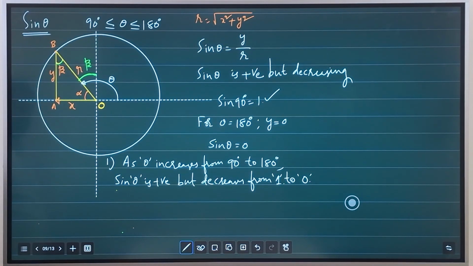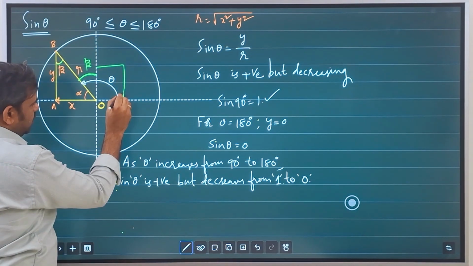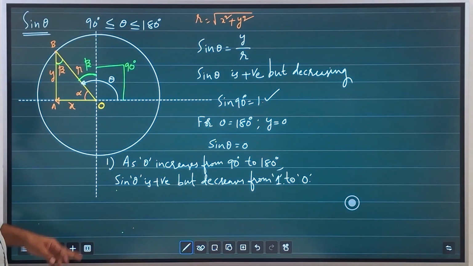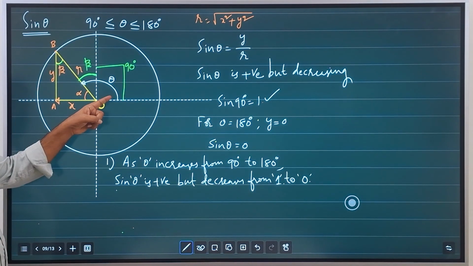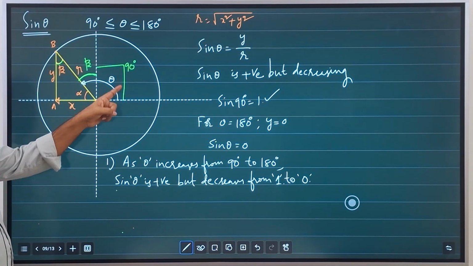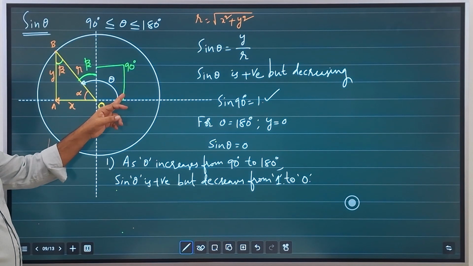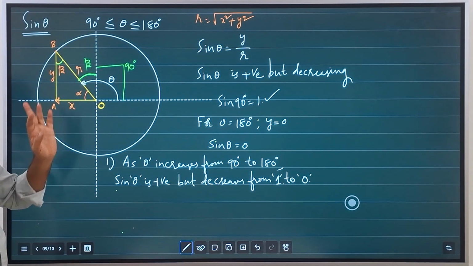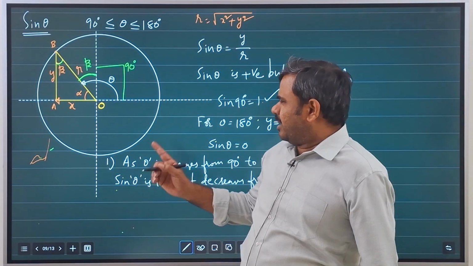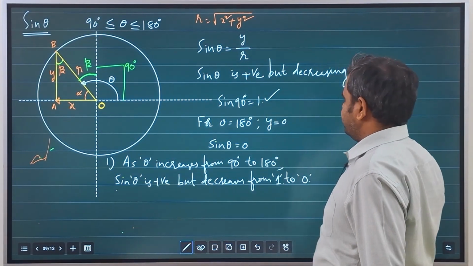Now look at the figure. If you look at the figure, this angle is how much? 90 degrees, of course. The angle between the x and y axis is 90 degrees. Can I say theta is equal to 90 degrees plus beta? Look at theta. Theta is equal to 90 degrees plus beta. And look at theta and alpha. Theta plus alpha is equal to 180 degrees.